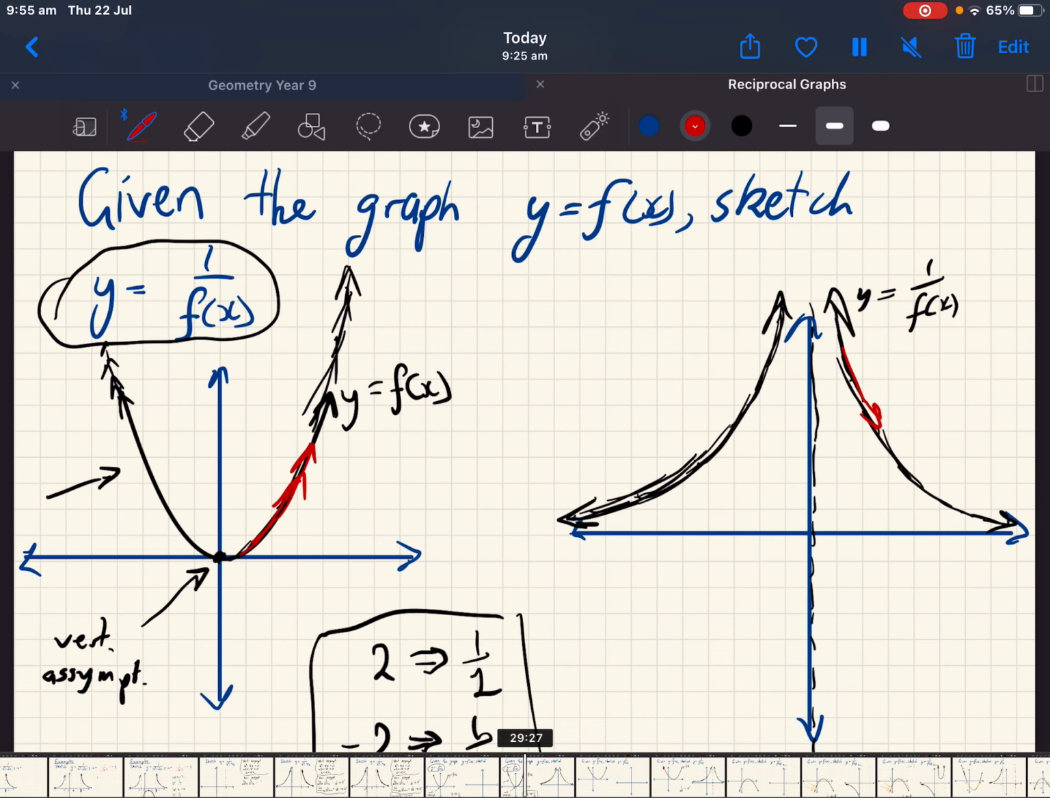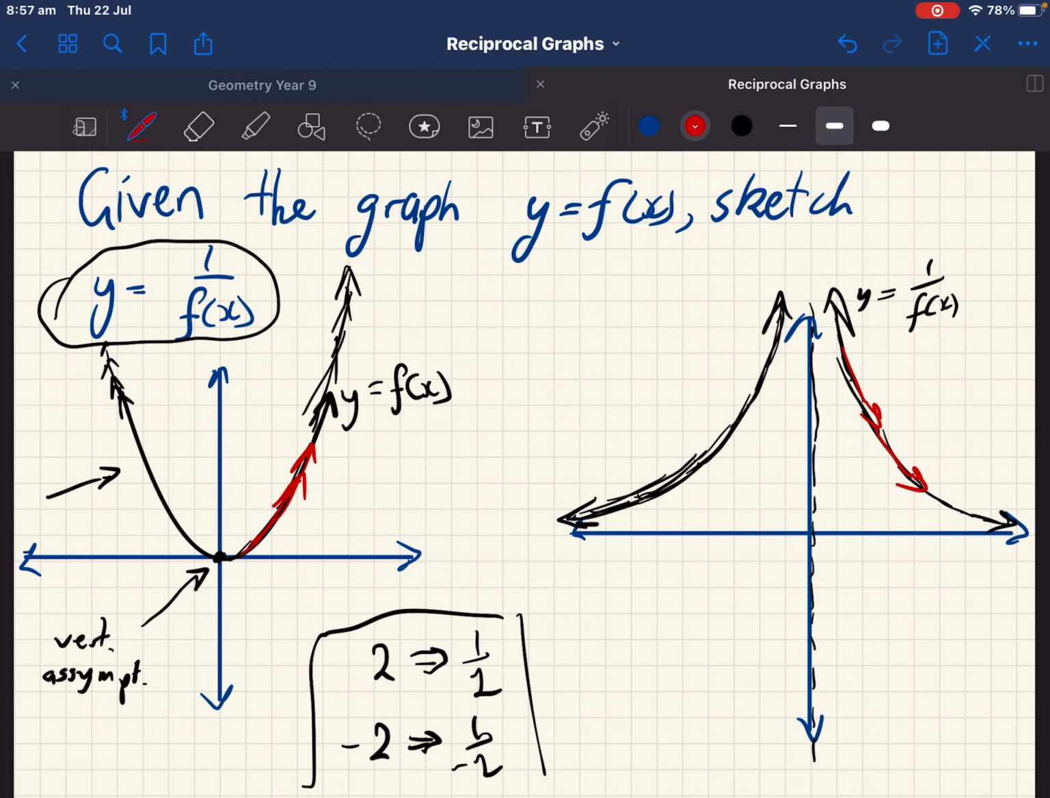The other point I wanted to illustrate at this point was when f of x is going up. Look over here in red, where f of x on the left-hand side is going up. It's got a positive gradient. The reciprocal, during that same corresponding portion, is going down. It'll have a negative gradient. Reciprocals will have opposite signs in gradient.